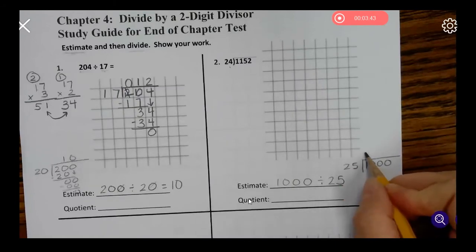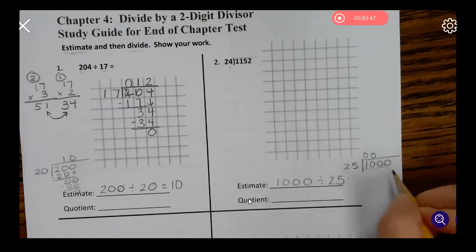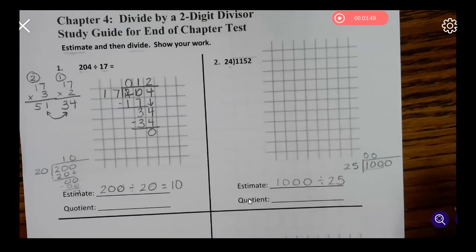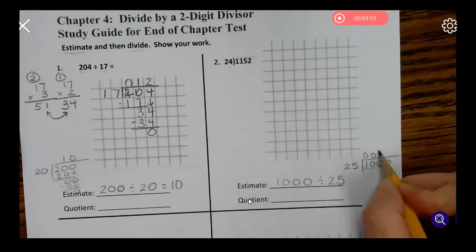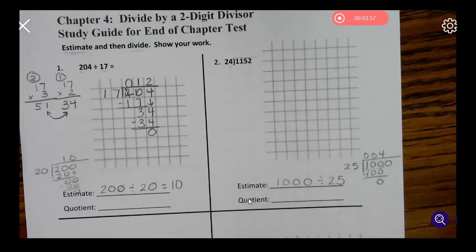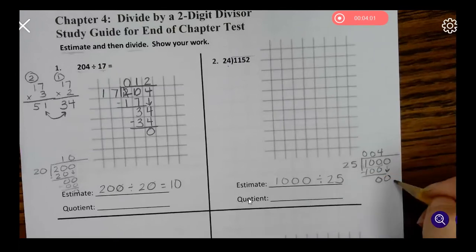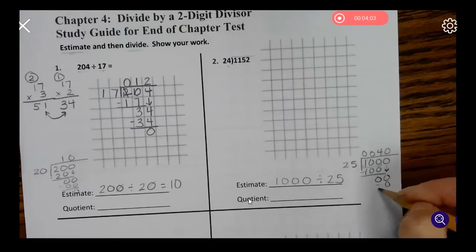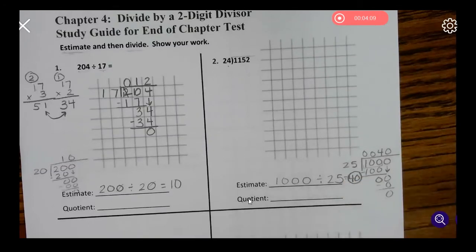25 cannot divide 1 or 10. I know that there are 4 quarters in a dollar, and 25 can divide 100 4 times. Bring down the 0. 25 can't divide 0, and the answer is 40. Now I'm going to circle that because I did my work so close. I probably should have done it somewhere else.